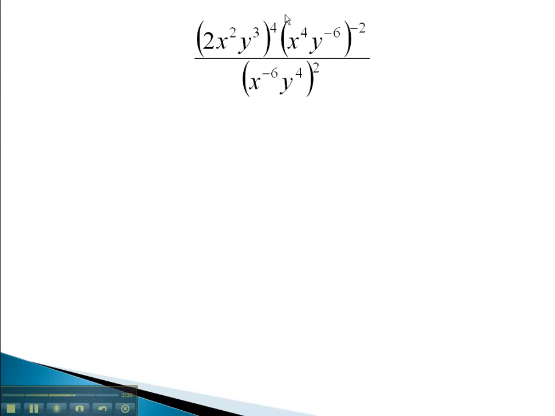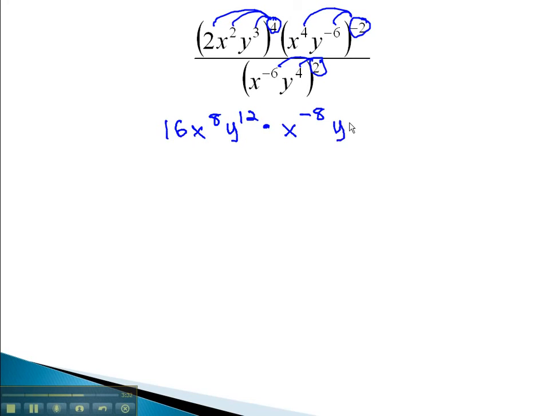In this expression, again we see several exponents outside the parentheses. Using the power rules, we will put those exponents through, multiplying the exponents together. 2 to the 4th is 16, x to the 8th, y to the 12th, times x to the negative 8th, y to the positive 12th, multiplying our exponents by negative 2, over x to the negative 12th, y to the 8th.